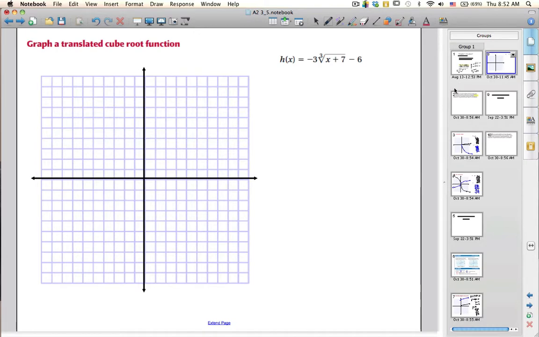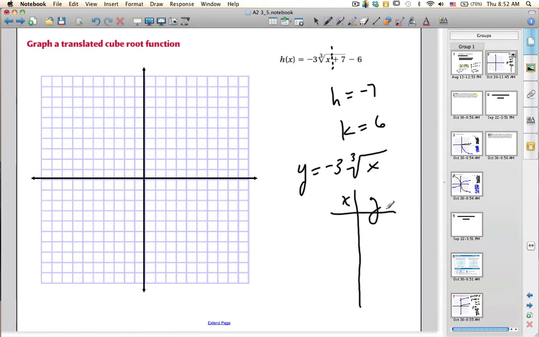We can do the same thing with a cube root function. Again, I want to start off by identifying h and k. In this case, h is -7 because this is x minus -7, and k is -6. Then I'm going to ignore it, and I'm going to graph this parent function, y is equal to -3 times the cube root of x.